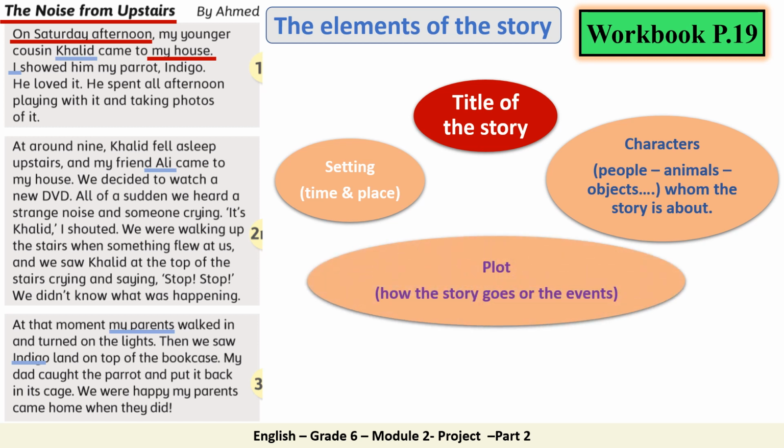Next element is the plot, how the story goes or the events. Here we have a strange noise and someone crying. So this is the major event in the story. Next, we have the problem and the solution. So the problem, the boy was crying, and the solution, what happened? My dad caught the parrot and put it back in its cage. This is the solution and the ending. We were happy. My parents came home when they did. Good. So I want you now to read with me this story.